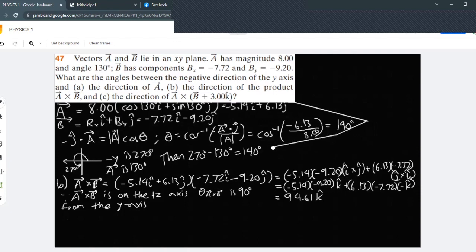Now, for letter C, how do we get A cross B plus 3K? We know A cross B. So is there a way to get A cross B plus 3K? We'll use the distributive rule. That's equal to A cross B plus A cross 3K.